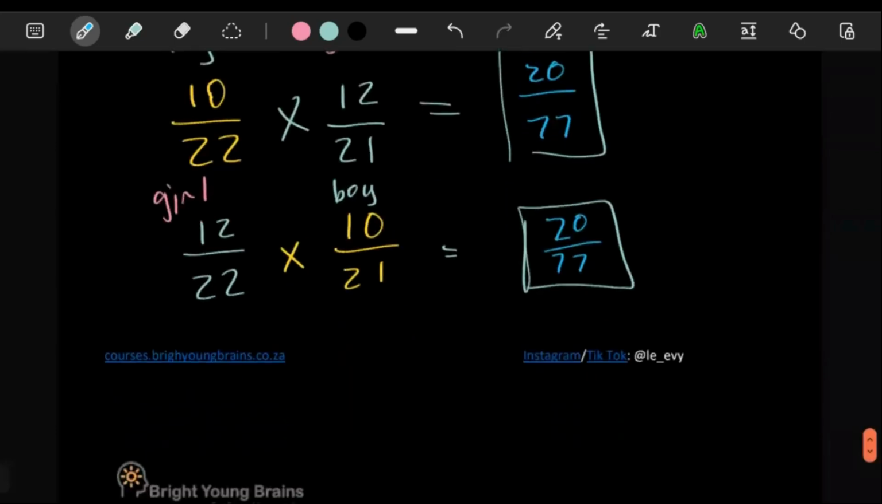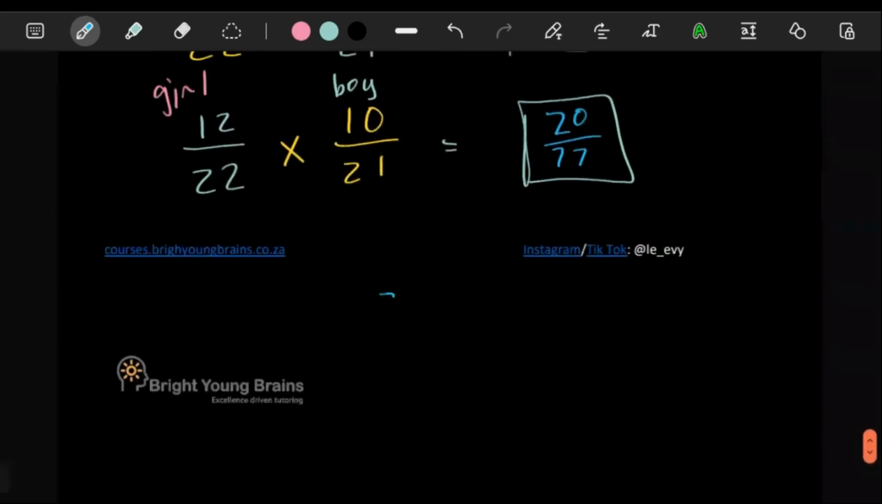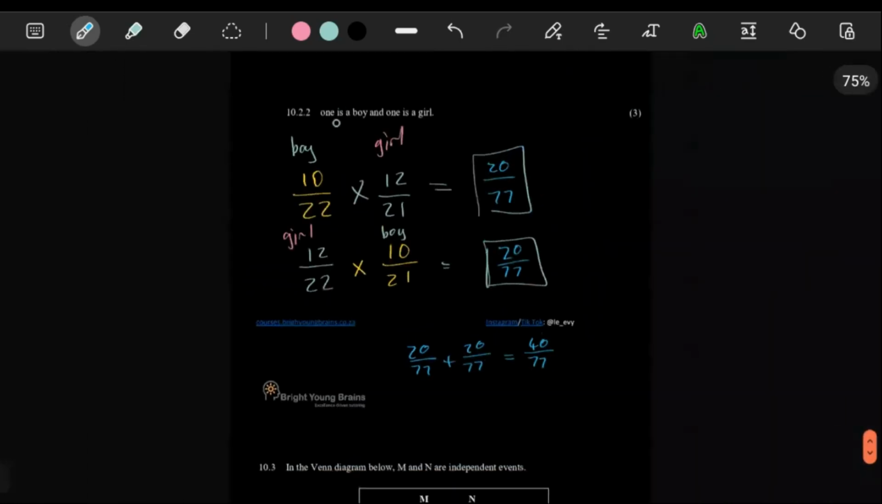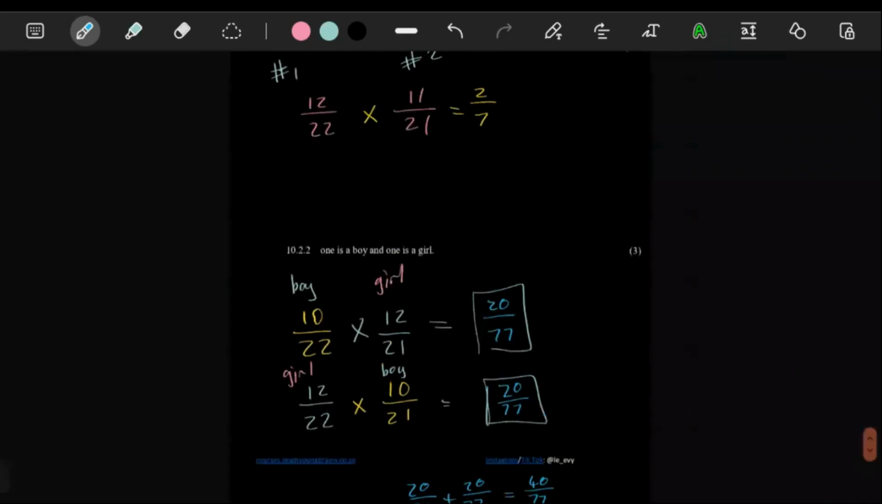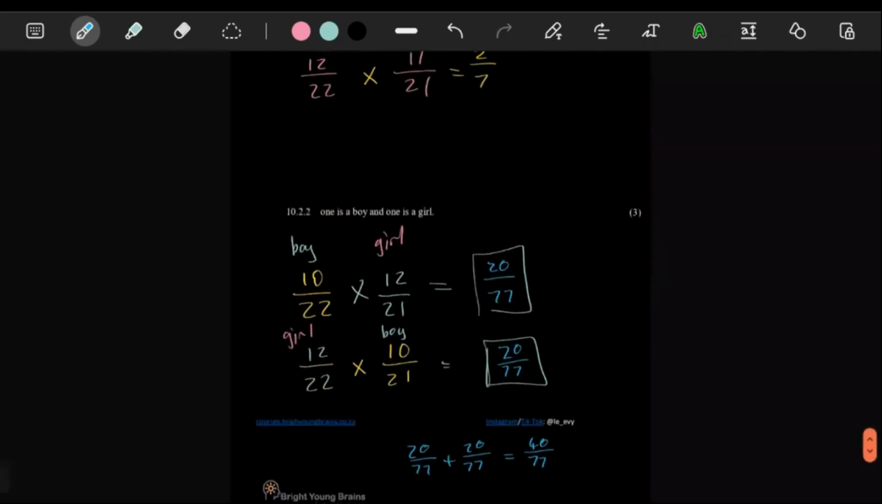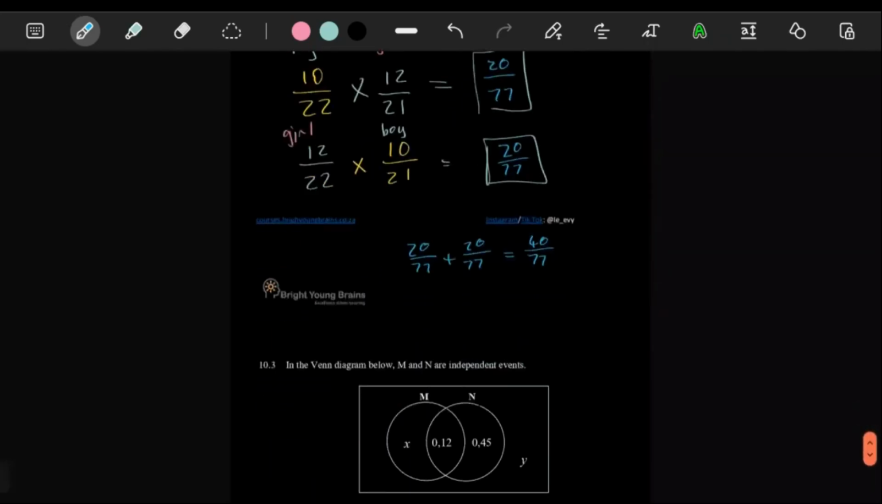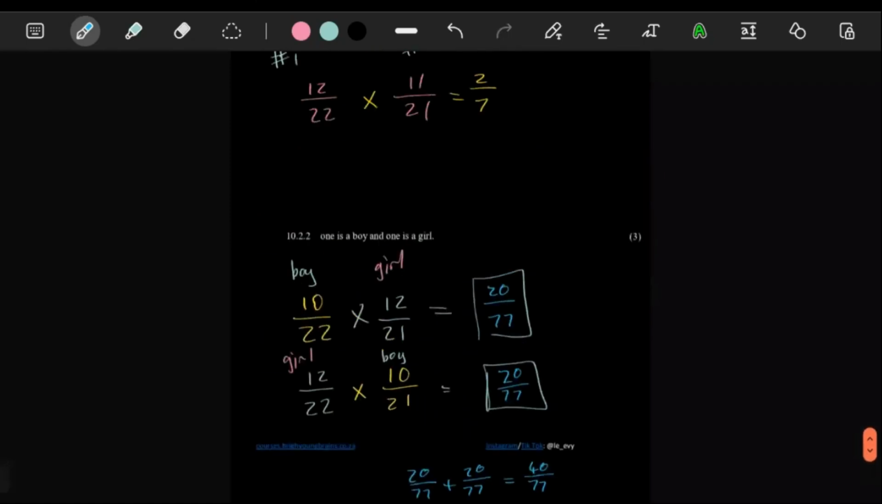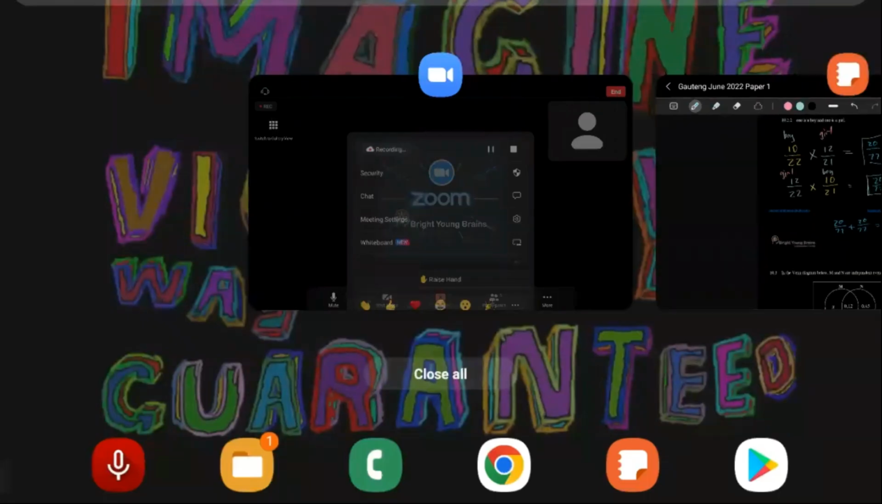So the 20 over 77, we have to add those up together. So this is going to be 20 over 77 plus 20 over 77. This is giving us 40 over 77. So 40 over 77 is the probability that we get one boy and one girl. It doesn't matter which one you get first, but those are two possible scenarios, and you have to be careful of them. This is one of those questions where if you drew a tree diagram beforehand, you will still be able to get these same answers here. So that's for 10.2. Let's see if there are any questions.